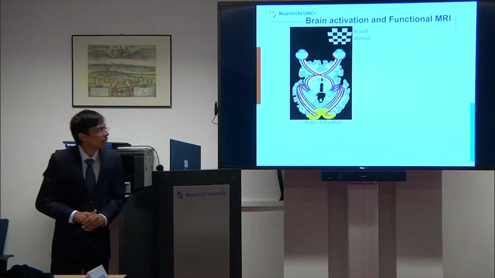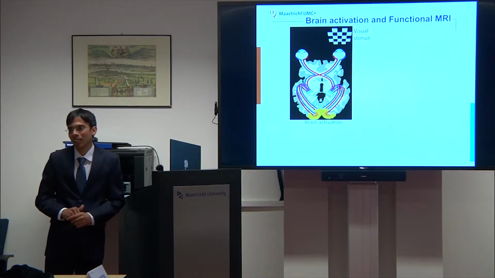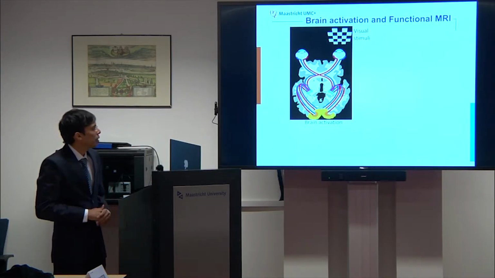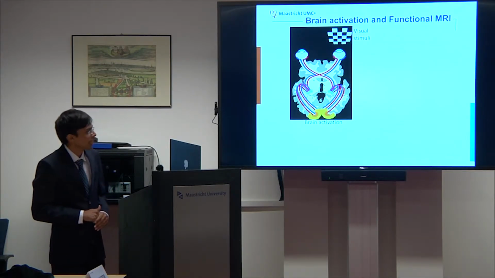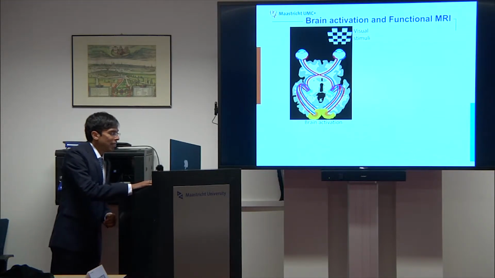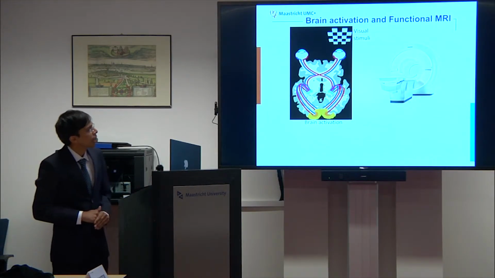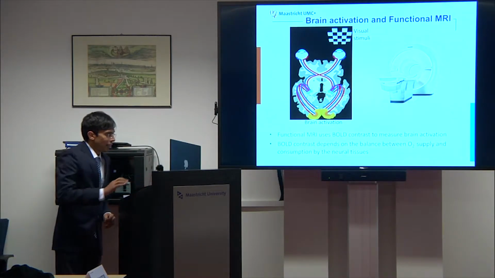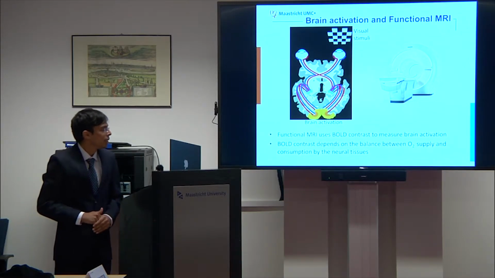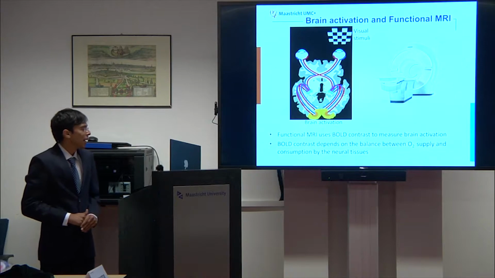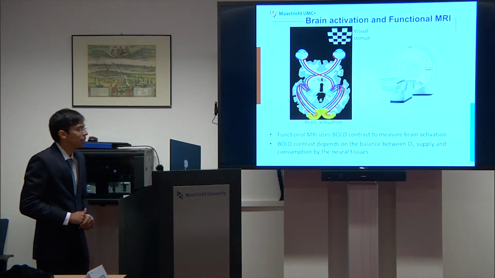Brain regions get activated based on performed task or activity. For instance, in this image, based on the visual stimuli, the occipital cortex region of the brain shows activation, which is primarily responsible for visual processing. These activations can be visualized using an MRI scanner, which uses functional MRI methodology. Functional MRI uses blood oxygenation level dependent (BOLD) contrast to measure brain activation, and BOLD contrast depends on the balance between oxygen supply and the consumption by the neural tissue.